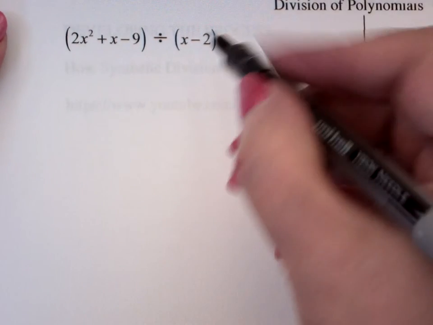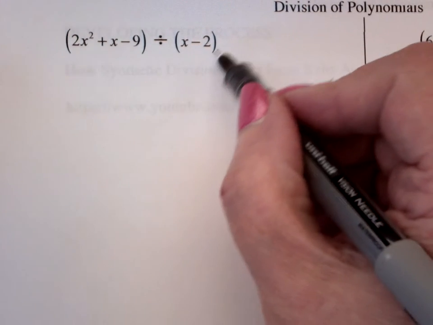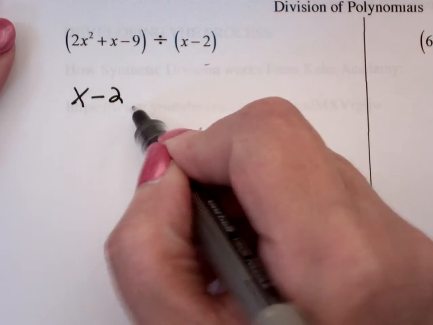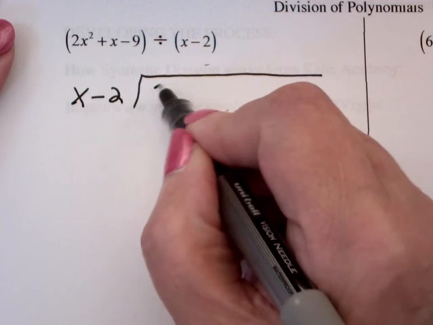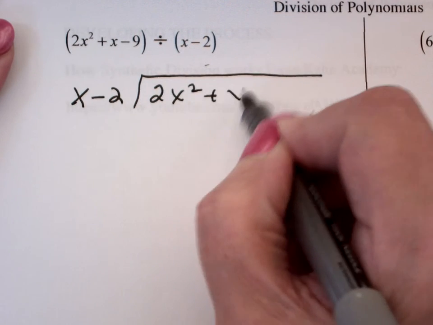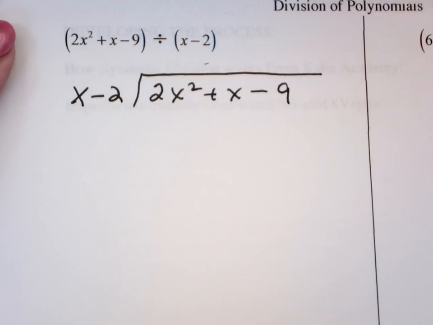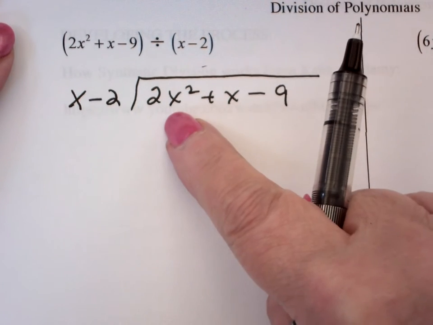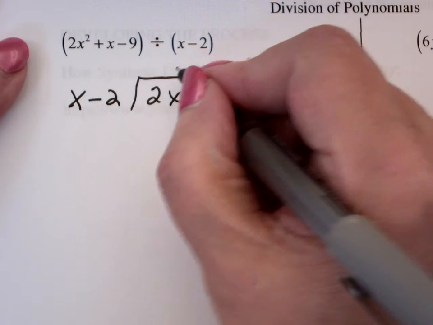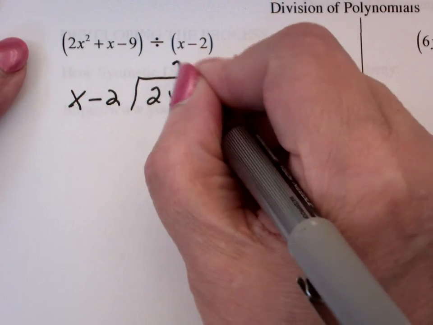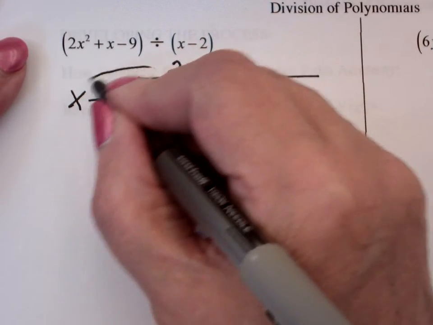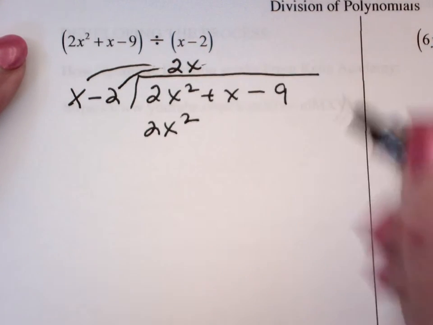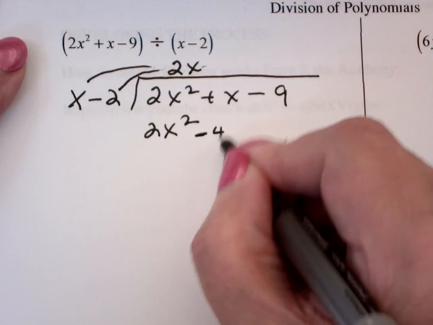This is a long division problem because I'm dividing by more than one term. It's going to be an x minus 2 divided into 2x squared plus x minus 9. And then I say, what do I multiply x by to get 2x squared? And you would say 2x. 2x times x is 2x squared, 2x times minus 2 is minus 4x.